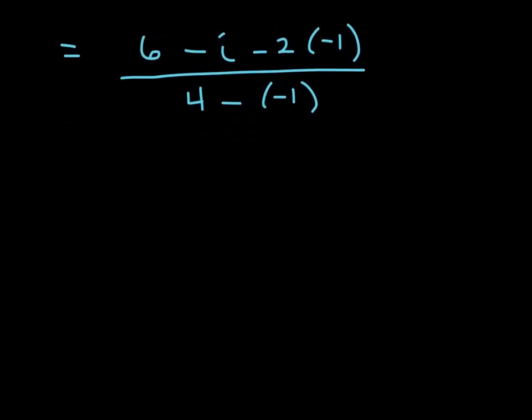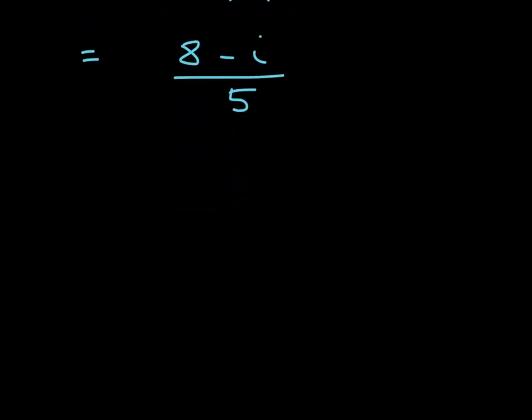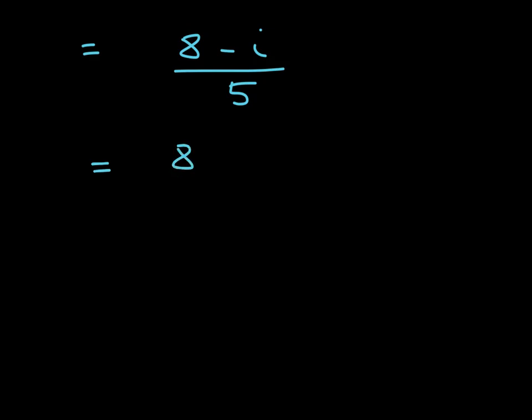Now you have 6 minus i plus 2 over 4 plus 1. So you have 8 minus i over 5. The final answer, written in standard form for a complex number, is 8/5 minus 1/5 i.